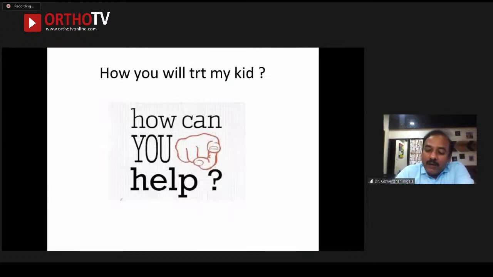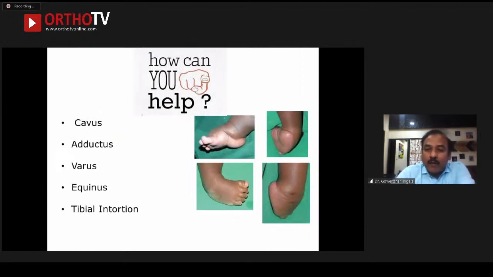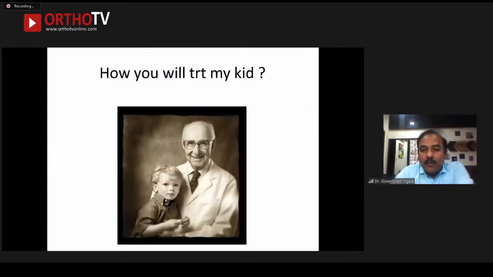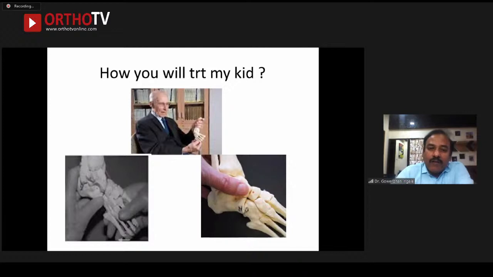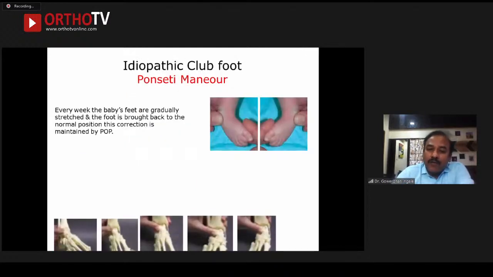The next thing is they will ask us how we are going to help them. We can definitely help them by correction of these five deformities, that is cavus, adduction, varus, equinus, and tibial torsion. And how we correct it is, this gentleman Ignacio Ponseti has developed a very good corrective casting method. According to him, idiopathic or primary clubfoot can be successfully treated non-operatively. He shifted the whole paradigm of the treatment by changing the lever of the correction from the calcaneonavicular joint to the lateral head of the talus. So these are sequential corrections.